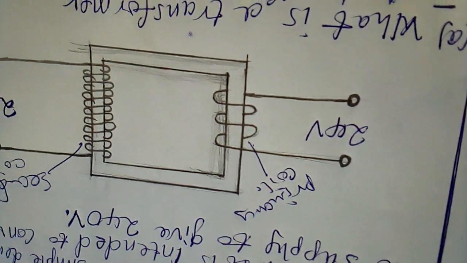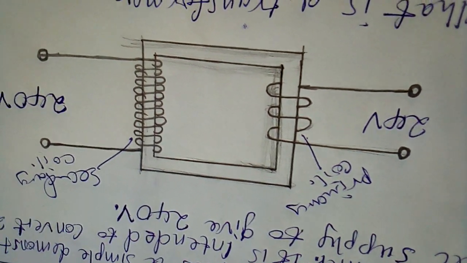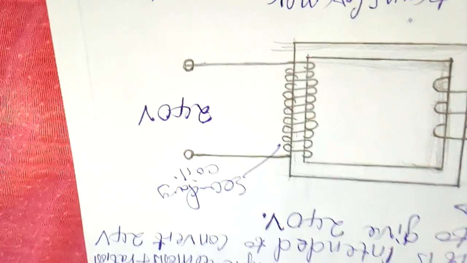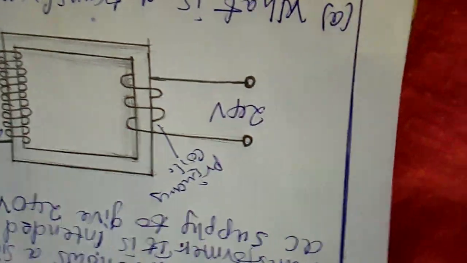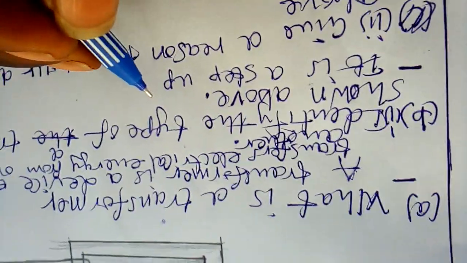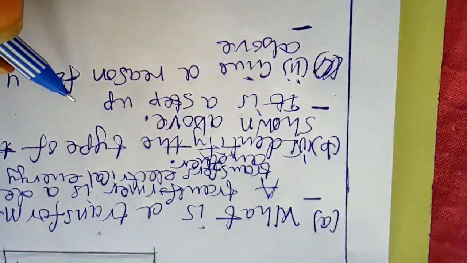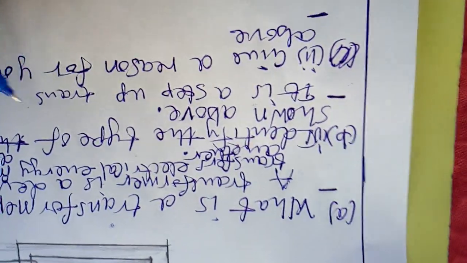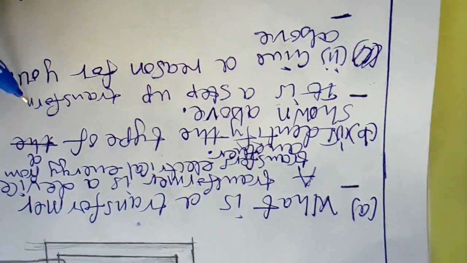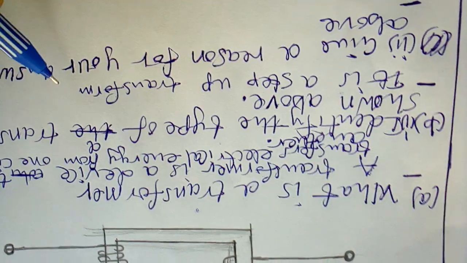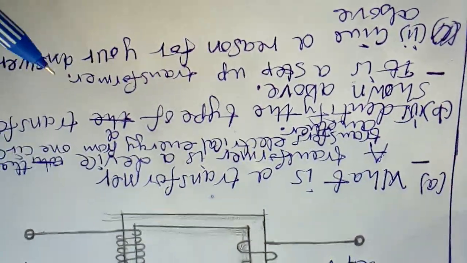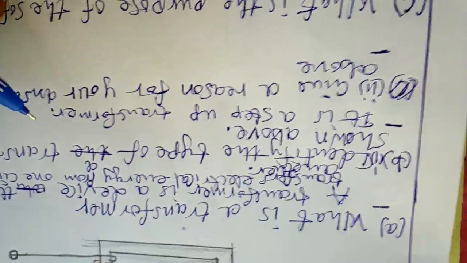So it has fewer turns on the primary coil and more turns on the secondary coil. So this one is a step-up transformer. Okay, so we have answered together. We go to the next question now.